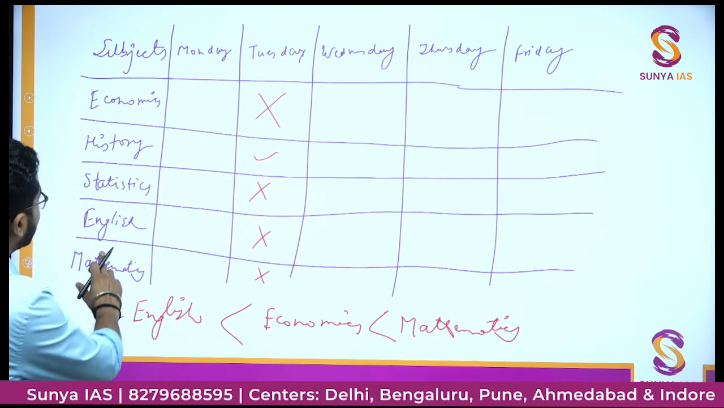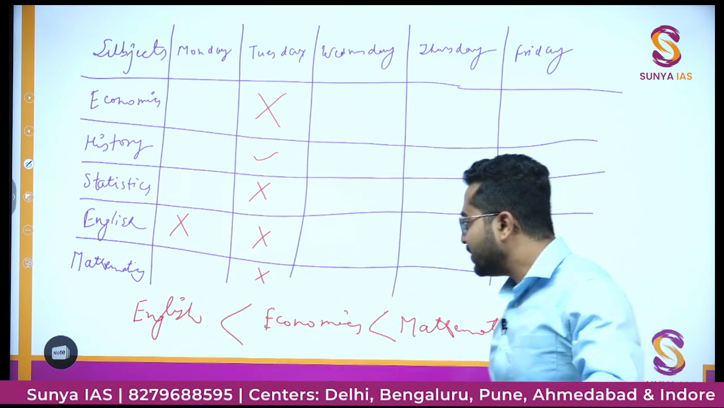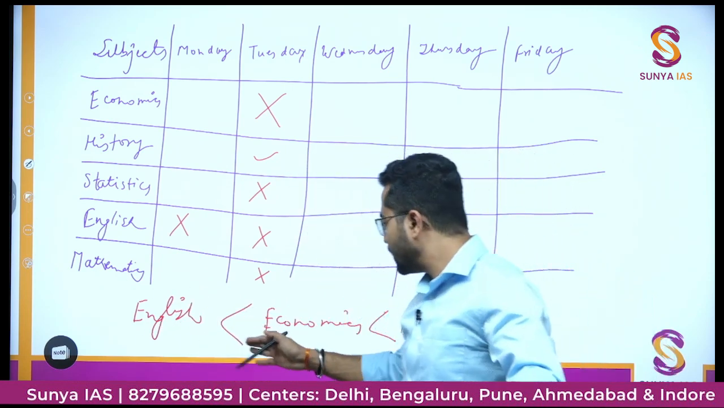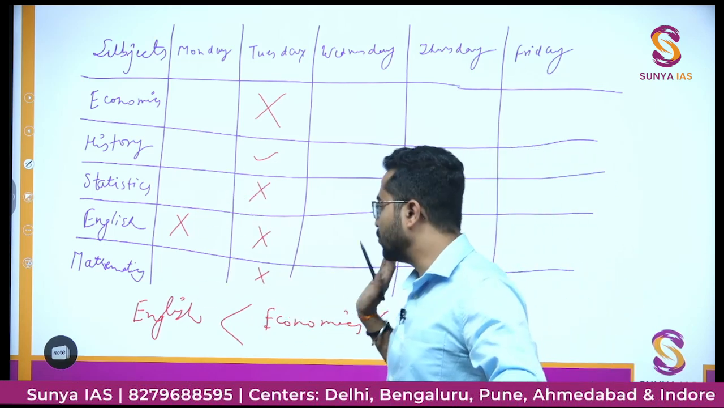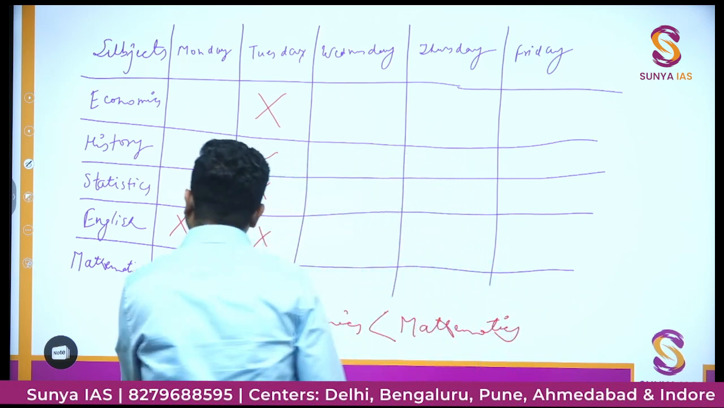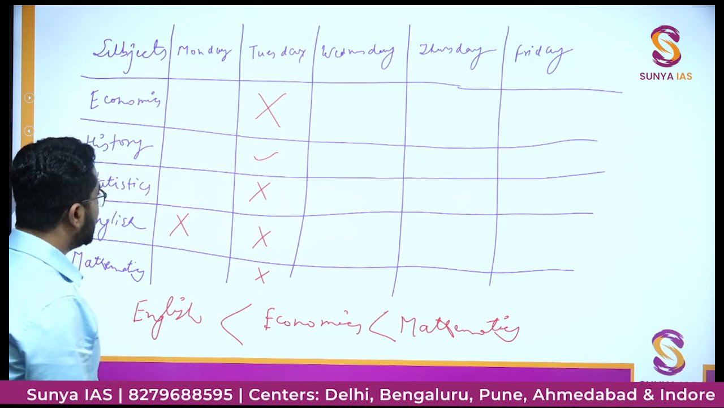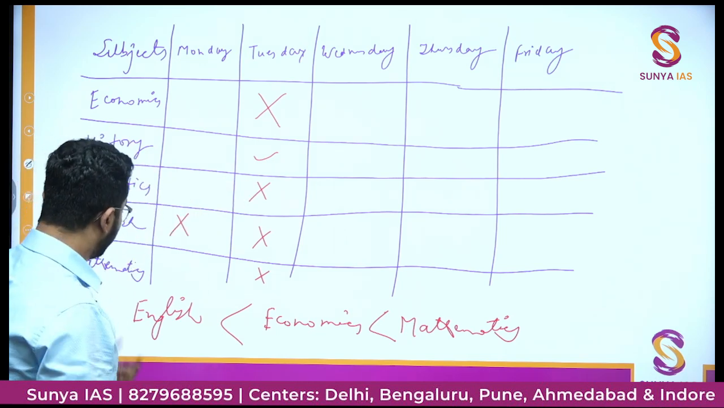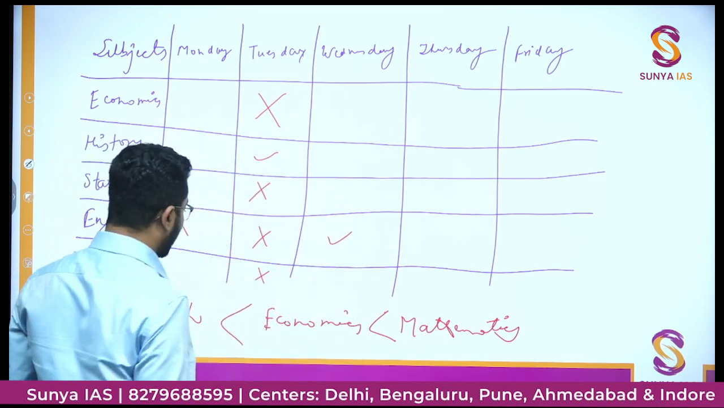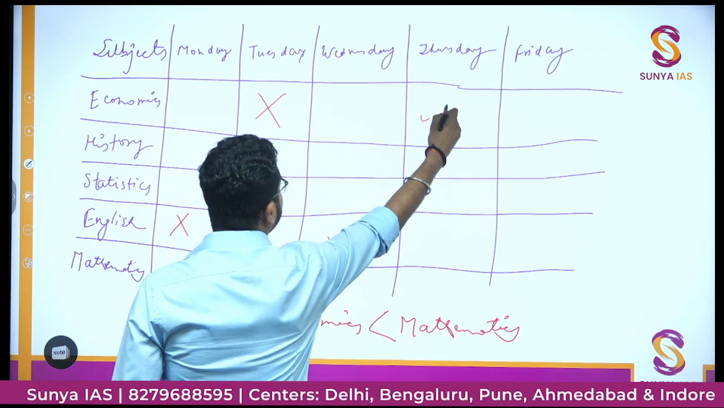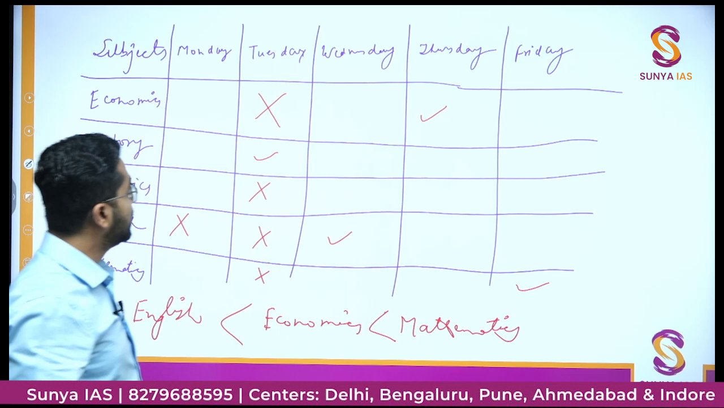So if English is on Monday, then economics should be on Tuesday. Then no, English cannot be on Monday. So first I'll find this English lecture, because if I find the English lecture, then the next 2 days will be economics and mathematics. So I can English देख लेता हूँ. ठीक है. So if English is on Monday, then economics will be on Tuesday. No, Tuesday is history. That is wrong. Tuesday is already booked. Then if Wednesday it is English, then economics will be on Thursday and mathematics will be on Friday, right?